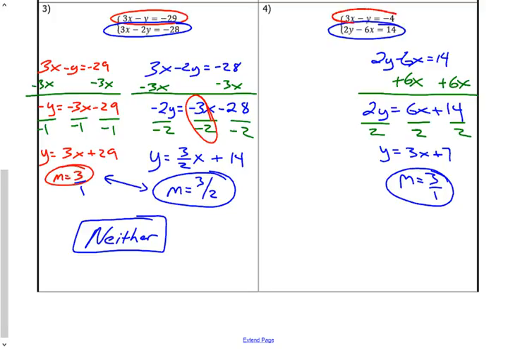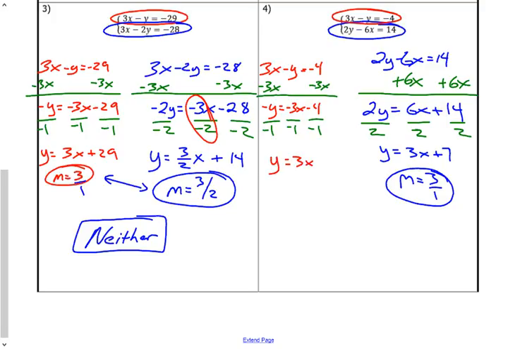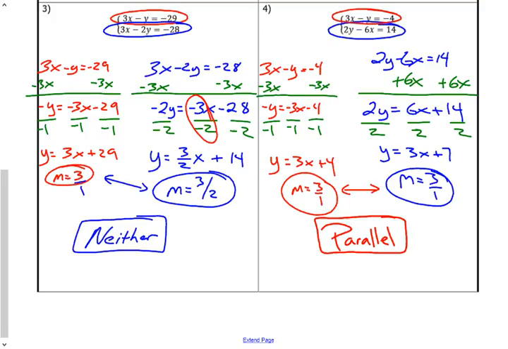All right, let's do this other one, and I kind of went backwards here, but that's okay. So again, same thing every time. Get rid of the x. And then divide by what's in front of the y. Oh, and you can see we got the same exact slope. So these are parallel lines. Okay, so there's our section of doing it algebraically.